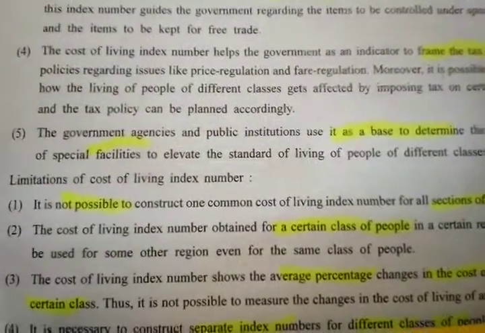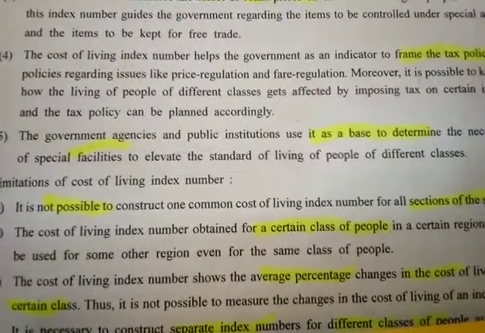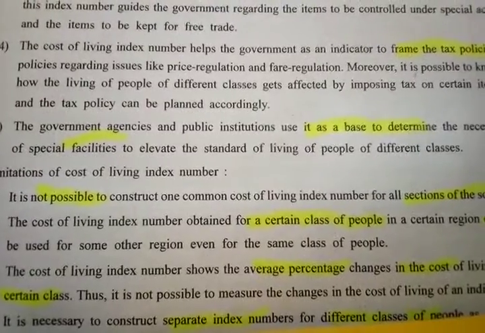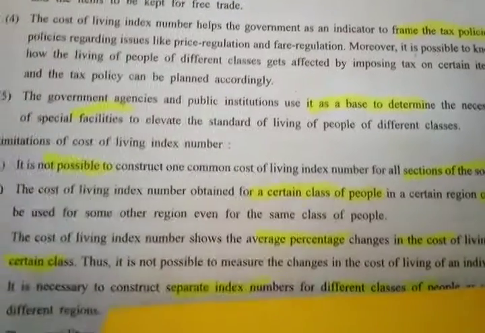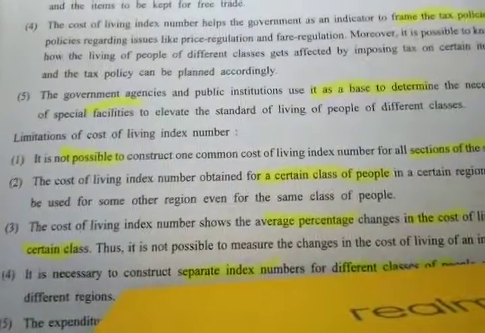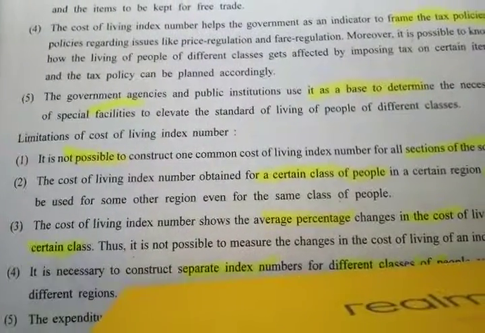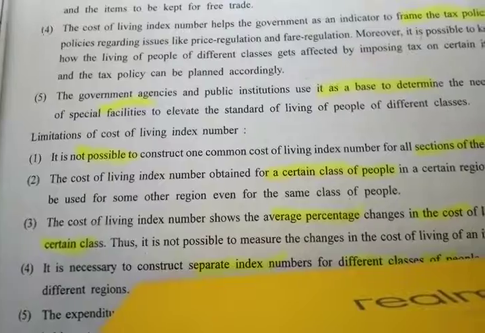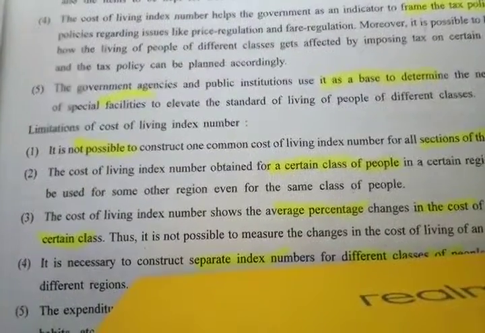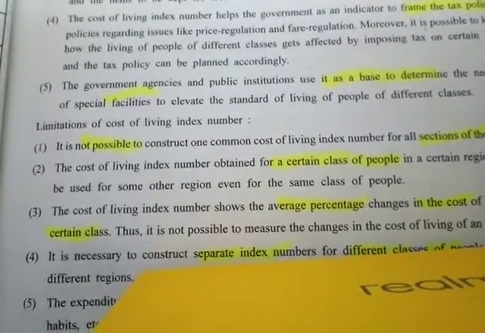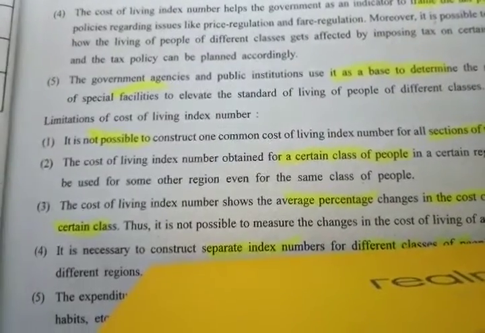Number two, the cost of living index number obtained for a certain class of people in a certain region cannot be used for some other region, even for the same class of people. So if we have located the cost of living index number for a particular class of people in a particular area or a region, the same cannot be used for another region for the same class of people. So we need to have different cost of living index number according to the region.